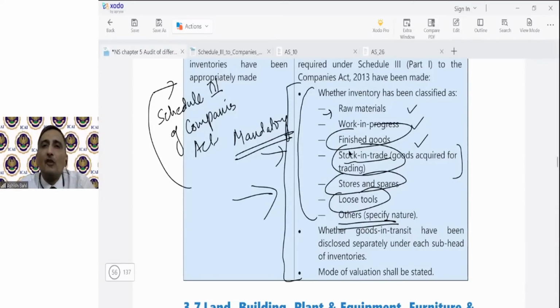That inventories have to be classified under the following subheads: raw material, work in progress, finished goods, stock in trade, loose tools, stores and spares, etc. And mode of valuation has to be stated. Whether goods in transit have been disclosed, then these have to be disclosed under each head.